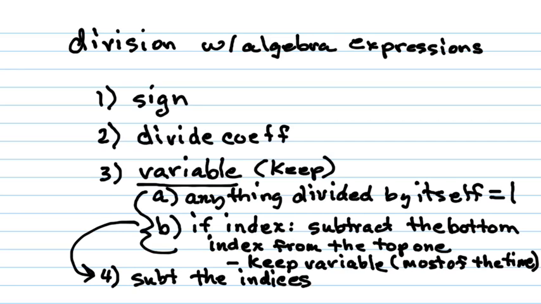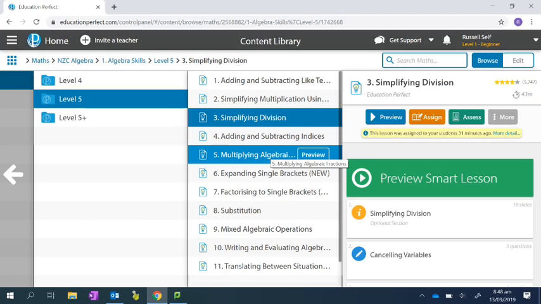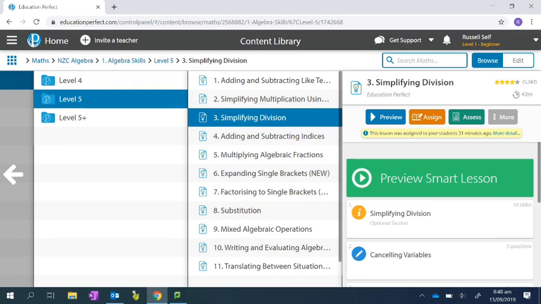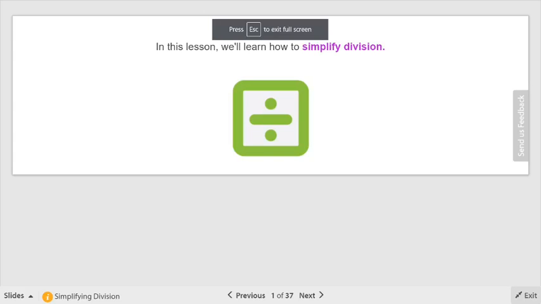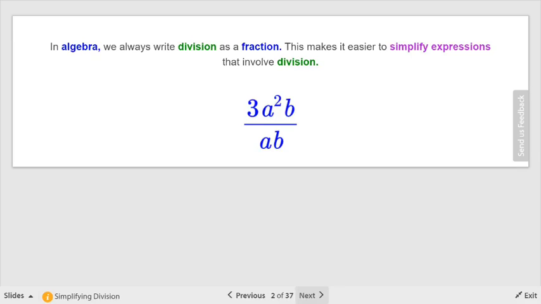So let's go to our Education Perfect and walk through their lesson. Okay? So in this lesson, we're going to learn how to simplify division. So in algebra, we always write division as a fraction, and we looked at this yesterday. It makes it easier to simplify the expressions that involve division, because if you have something that's spread out, it's more difficult to read. But if you have everything lined up, one thing right over the other, it's very easy to see what's happening, right? It's very easy to compare things when they're one right above the other.